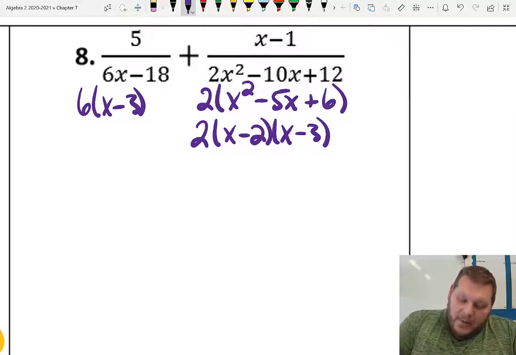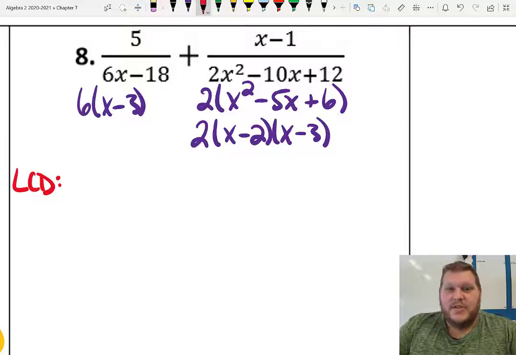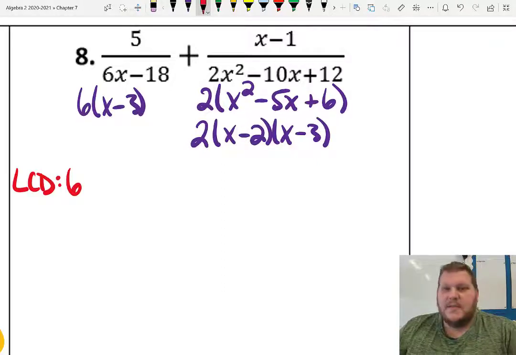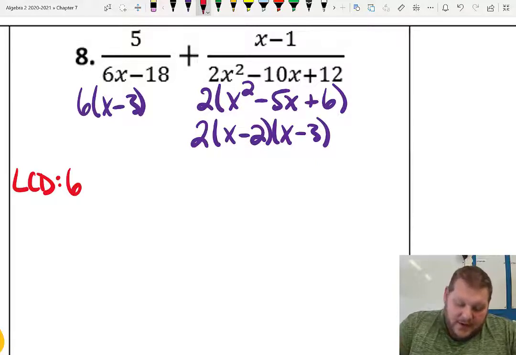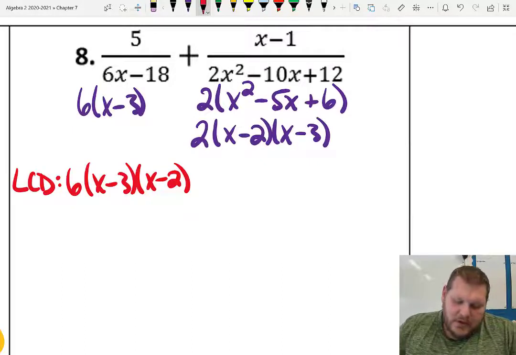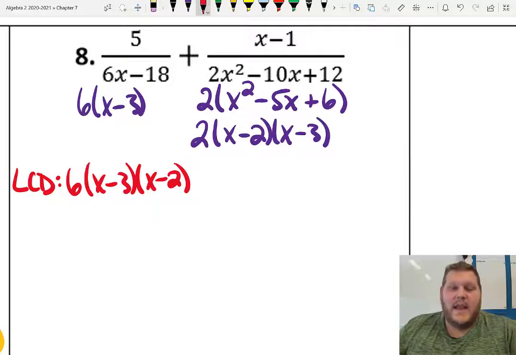So now I will write my LCD out here because it is a little bit more complicated. But for my numbers, just the numbers, between 2 and 6, the LCD would be 6. Right, 6 is the smallest number that both of those go into. And then I have two unique factors, x minus 3 and x minus 2, that show up in my denominators. So all three elements of that LCD need to happen in order for us to have a common denominator.